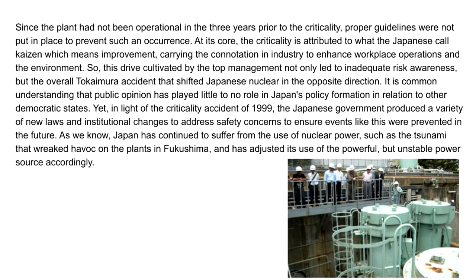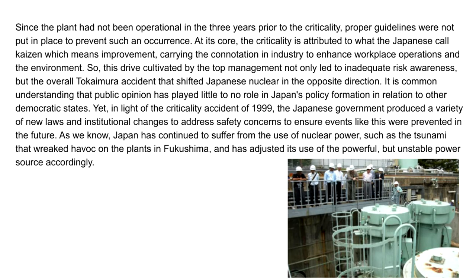At its core, the criticality is attributed to what the Japanese call kaizen, which means improvement, carrying the connotation in industry to enhance workplace operations and the environment. So this drive, cultivated by the top management, led to inadequate risk awareness, and the overall Tokaimura accident shifted Japanese nuclear policy in the opposite direction. It is a common understanding that public opinion has played little to no role in Japan's policy formation in relation to other democratic states.